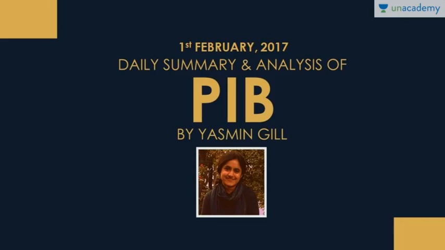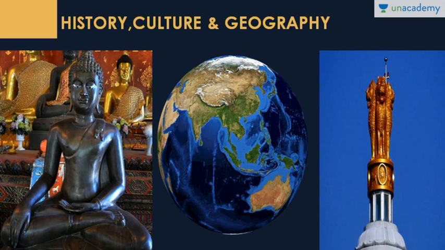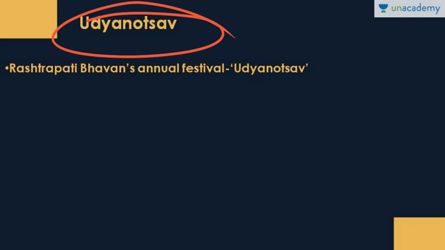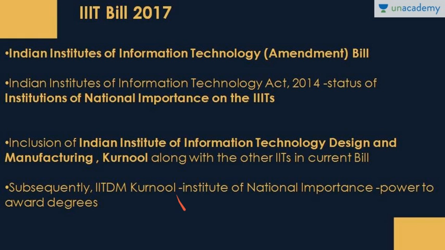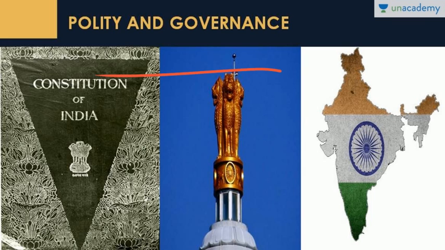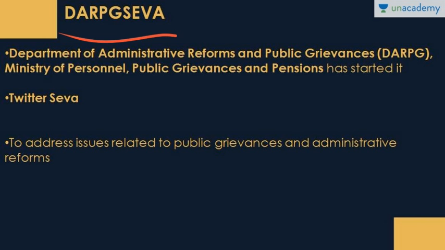So let's begin. Firstly, due to the budget, we'll be having a lot of highlights. So I'll be leaving the first 2-3 slides, which are very self-explanatory, at your disposal. Under the history culture section, we have Udyanotsav, do it yourself. Then under society related issues, the IIIT bill, you can do it yourself. Third is polity and governance, we have DRPG Seva. So just do it also by yourself.